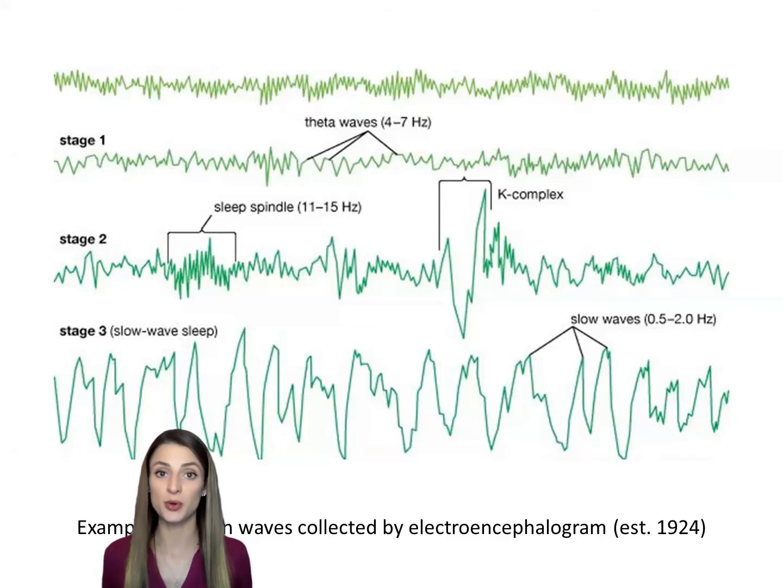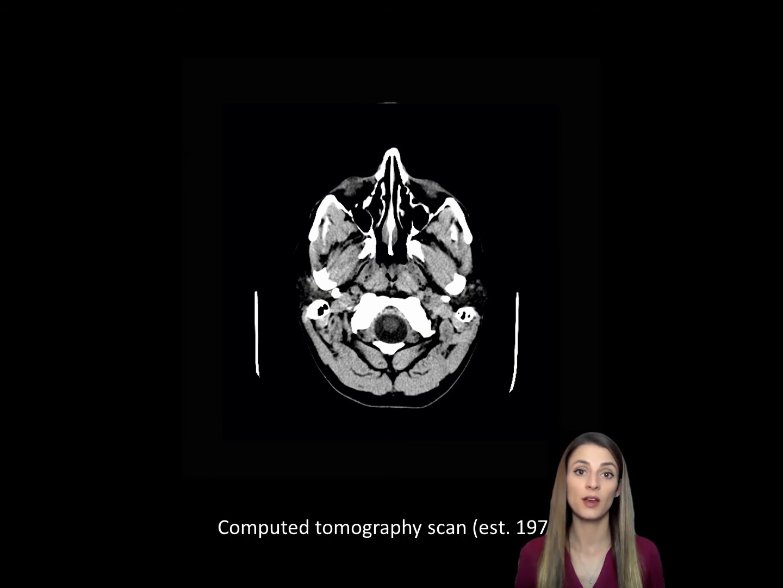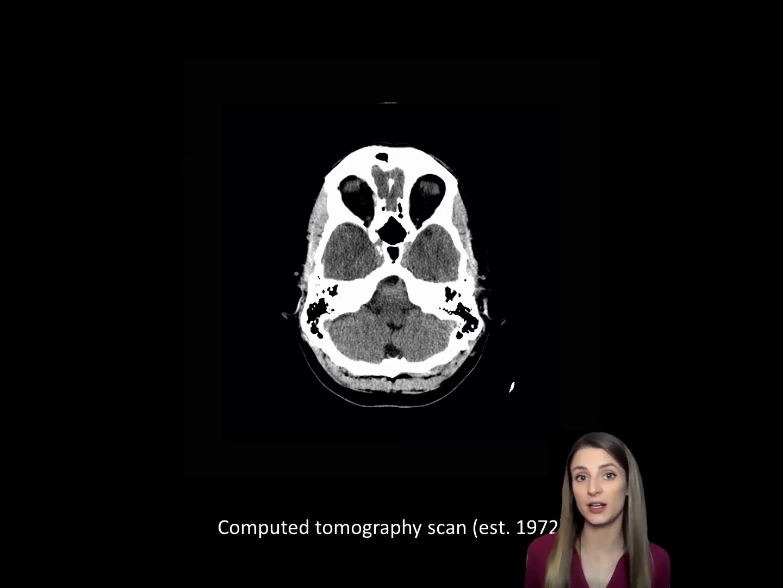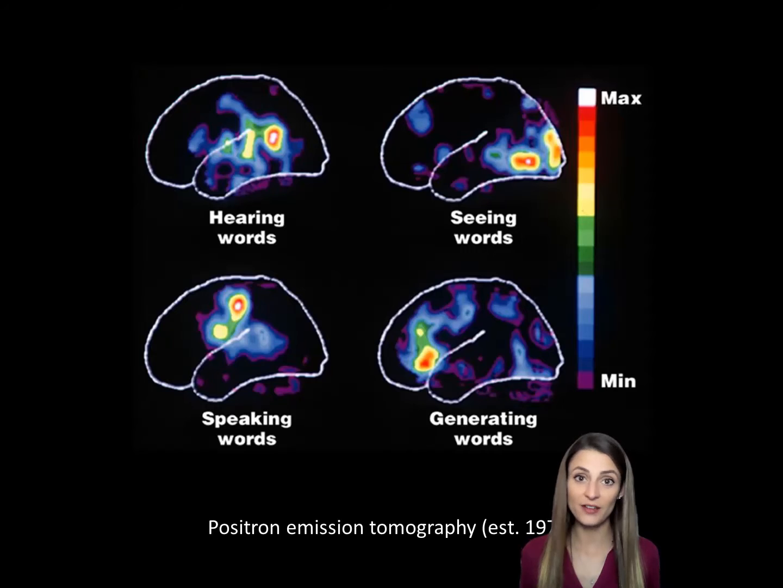Here are several examples of brain wave activity that we might see if we used the EEG. This is an example of what the output looks like for an MRI. Here is an example of what is created by conducting a CT scan. And finally, we have the output from a PET scan. The areas in red are where the most activity is occurring. The areas in purple and blue and black are the areas where there is the least amount of activity.